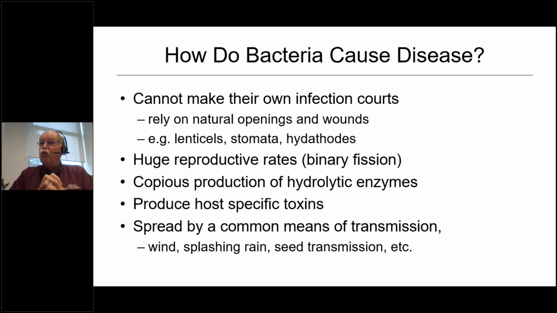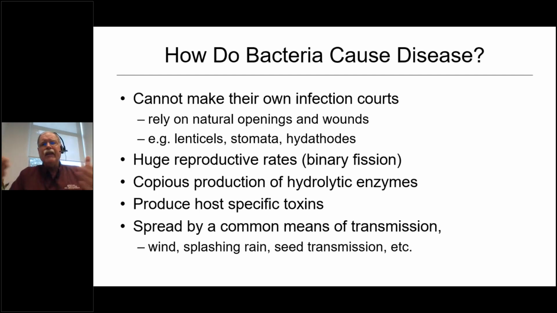The reason they are really good at colonizing host tissues is because they produce hydrolytic enzymes. Now, fungi produce hydrolytic enzymes as well. I've already talked about it, pectinases, cellulases, but the bacteria are really good at it. They produce enormous amounts of hydrolytic enzymes. They are also very good at producing host-specific toxins. Toxins, these are small compounds, small-sized proteins that are extremely lethal to plant tissues.